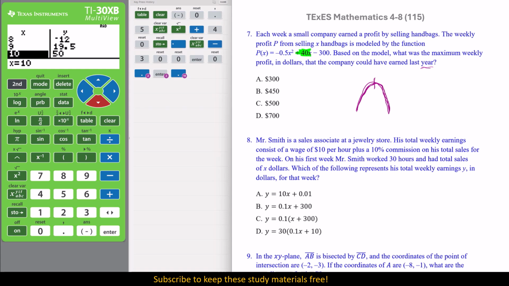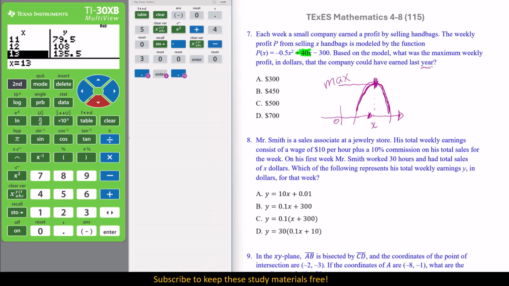So somewhere over here, going in the positive direction from where I had my negatives, I need to find that. I need to keep going until I find this value of x where I've got that max. Well, I can kind of see that if I arrow down carefully. I might have to arrow a while.